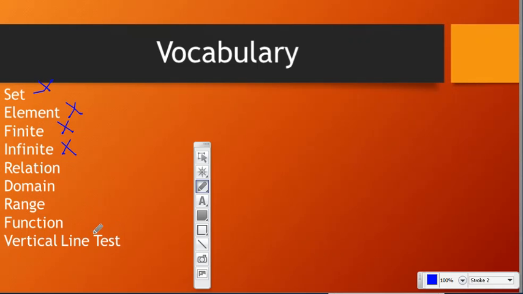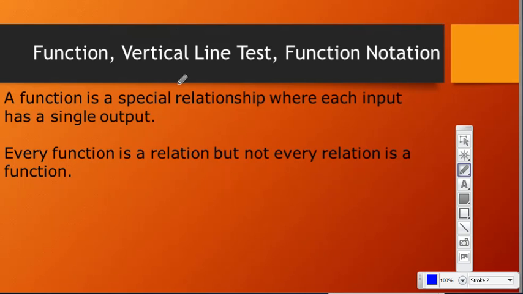Okay, so let's go back to our list. Now we can cross off relation, domain, and range, and the last thing that we're going to talk about today is a function, what it means to be a function. A function is a special relationship where each input, remember our inputs are our x values, has a single output. Remember, our outputs are our y values. So if you need to take a second and pause the video to get this written down, do so. And then push play when you're ready to start again.